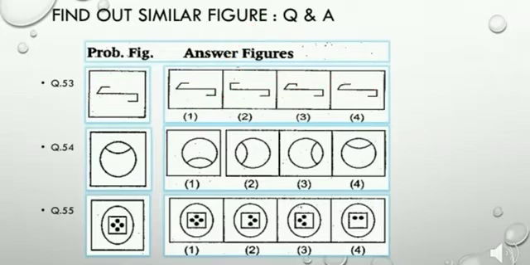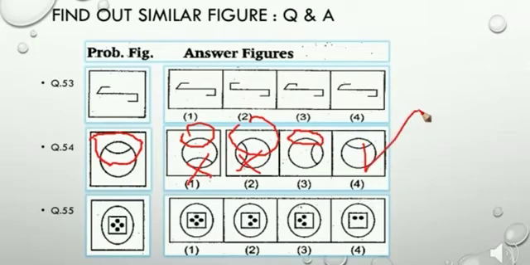Let's go to the next question, question number 54. There's a problem figure given and we need to find which of the answer figures is exactly similar to the given problem figure. Let's check for this portion. This portion is missing in case of option 1, so this can't be the answer. In option 2 it is missing, can't be the answer. In option 3 also it is missing, but in option 4 it is exactly available, same as the given problem figure. So answer for question number 54 is option number 4.